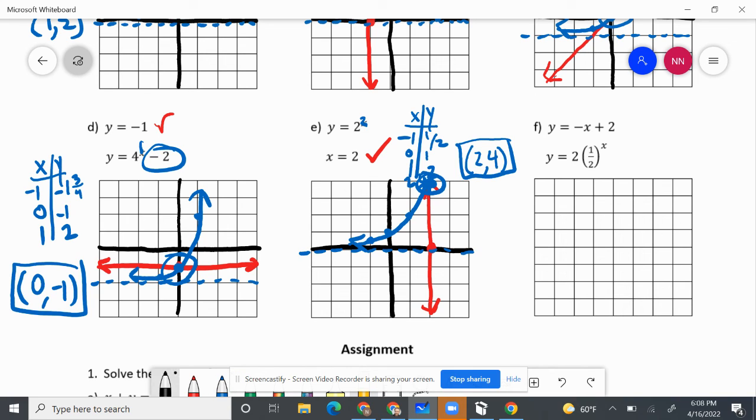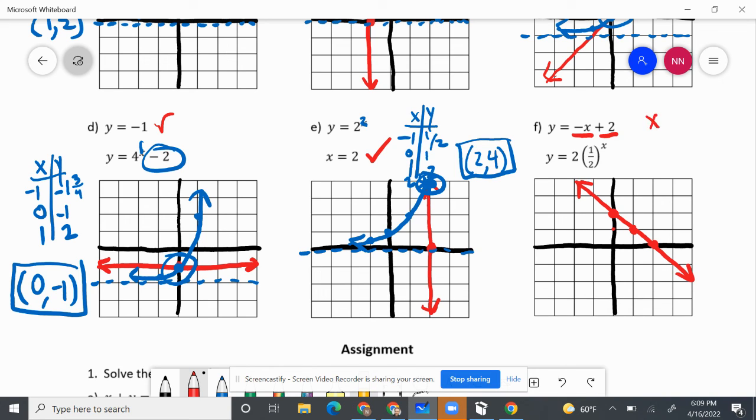Okay, for the last one. First thing that we're going to do is start with our linear equation. And with the linear equation, we see the y-intercept is at 2. So we plot a point at 2. Our slope is -1. So we go down 1, to the right 1. Down 1, to the right 1 again to make sure the line is straight.